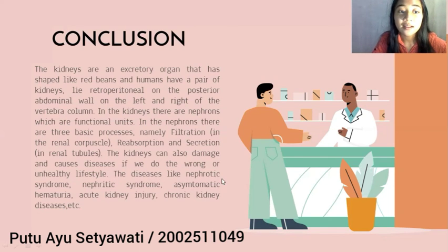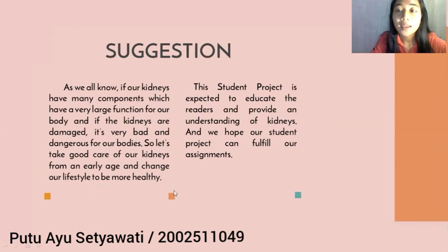The diseases include nephrotic syndrome, asymptomatic hematuria, acute kidney injury, chronic kidney disease, and so on. Okay, and then the suggestion. As we all know, our kidneys have many components which have a very large function for our body, and if the kidneys are damaged, it's very bad and dangerous for our bodies. So let's take good care of our kidneys from an early age and change our lifestyle to be more healthy.